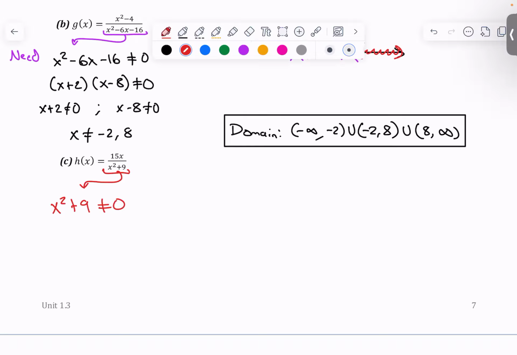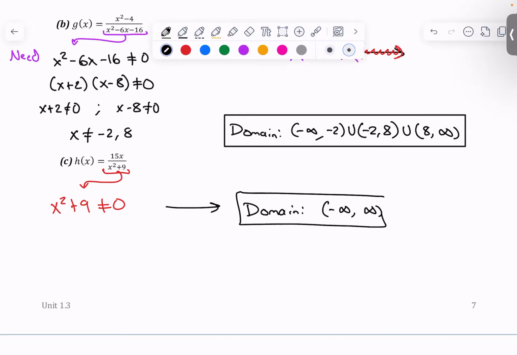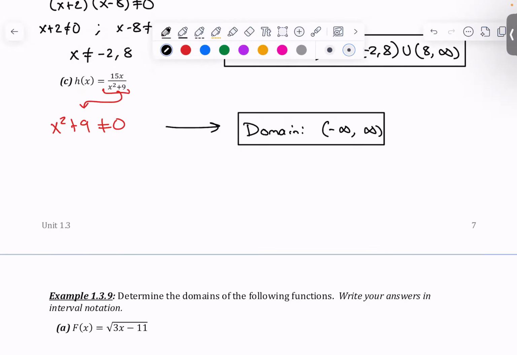However, what I'm going to tell you immediately is that the domain is all real numbers. You might be thinking, Phil, what about 3 and -3? This isn't a difference of squares. This is a sum of squares. And what we learned in 0.6 is that sums of squares are prime. They don't factor. The solutions to x squared plus 9 equals 0 are 3i and -3i. They're complex numbers. So the thing is, x squared plus 9 is never 0.